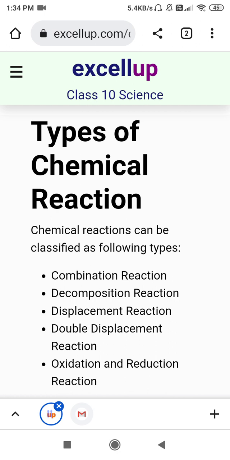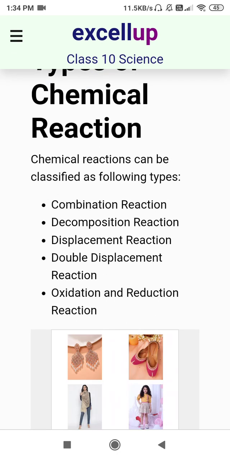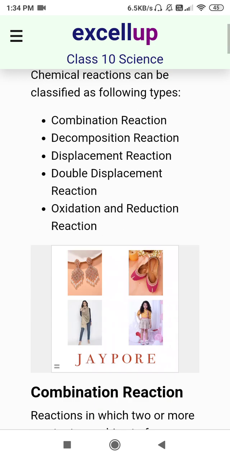In this lesson, you will learn about types of chemical reaction. Chemical reactions can be classified into several types, and they are: number 1, combination reaction; number 2, decomposition reaction; number 3, displacement reaction; number 4, double displacement reaction; and number 5, oxidation and reduction reaction.